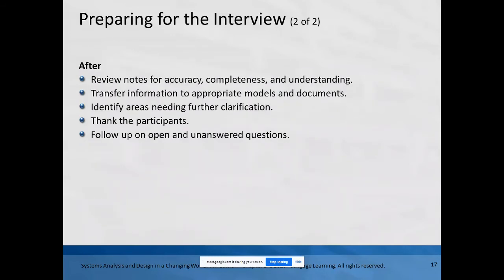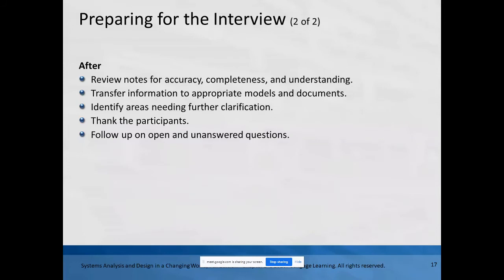When you're done, you've finished the interview, you want to debrief, go over everything, make sure that it's complete, it looks correct, and that you understand it. And I didn't really agree with the text going into building these kind of ad hoc models. It says build the models. I don't think so. Identify the areas needing further clarification. This would be for your follow-up interviews.